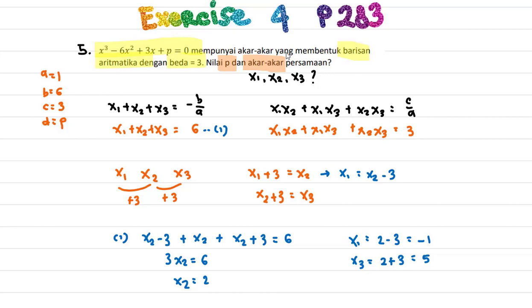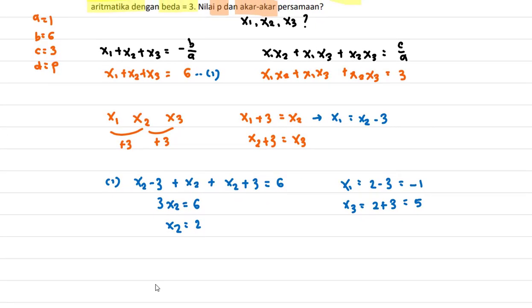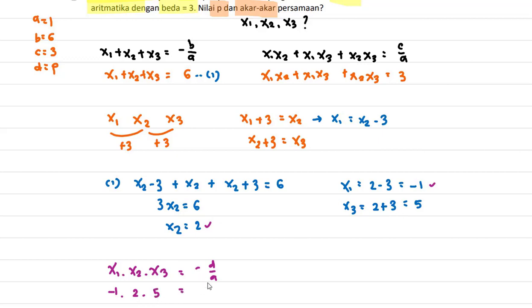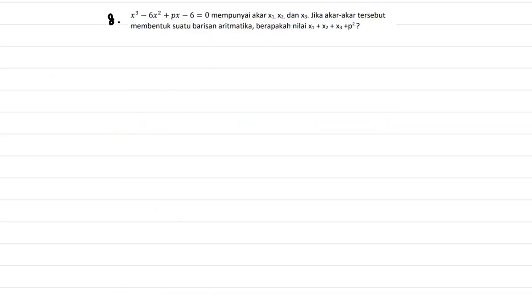So we need the value of p. The value of p in the cubic equation is the coefficient of d. Using the third formula, the product of the roots x1 times x2 times x3 is minus d per a, because d is in the position of d earlier. Minus d per a is minus p. So x1 is minus 1, x2 is 2, and x3 is 5. Then this is minus d per a, or minus p. So we find that p is 10. Okay, so all of the questions are answered.